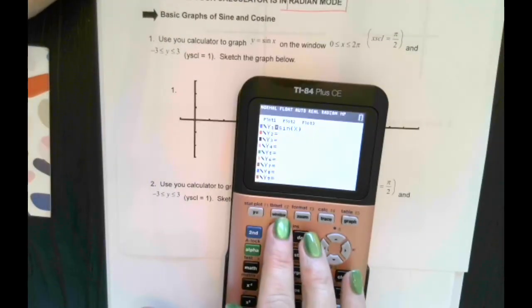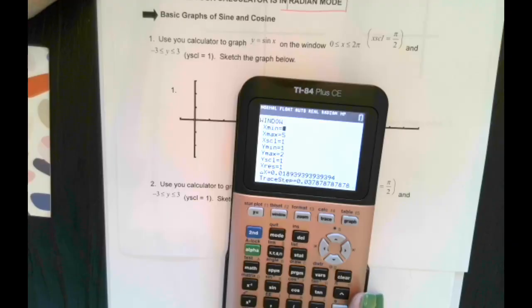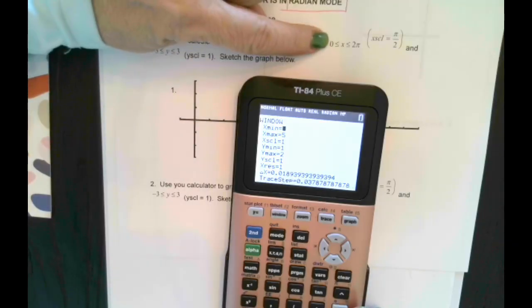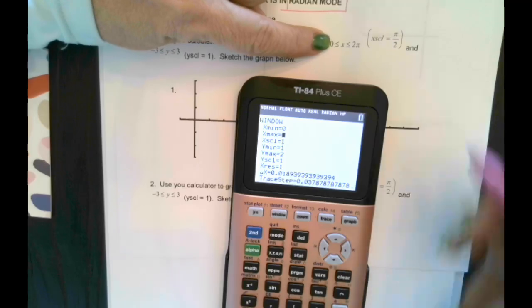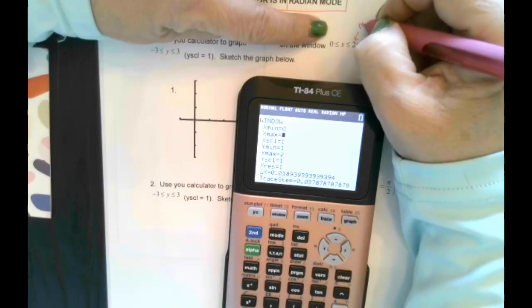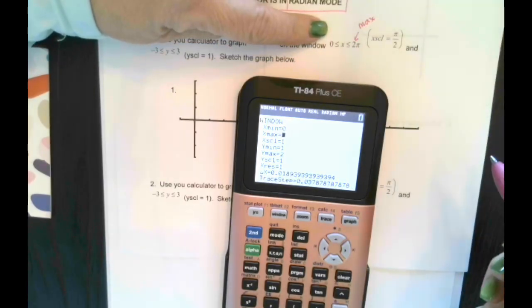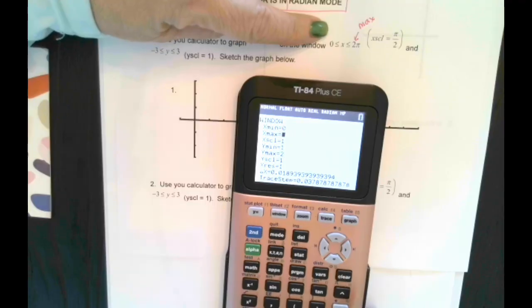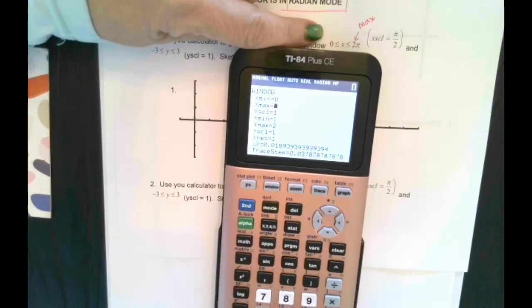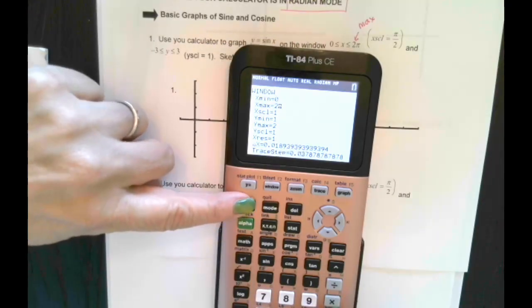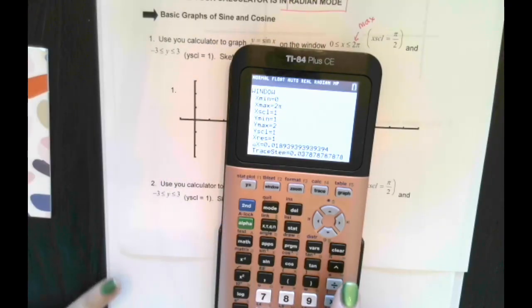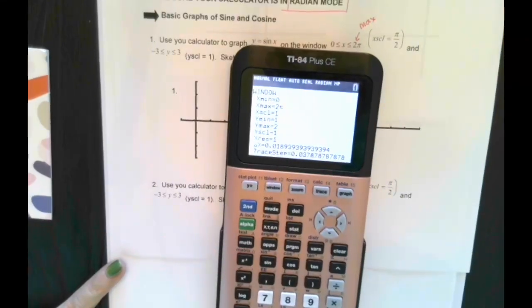So when we go to window, we want to start at 0. That's what this is telling us. We're going to start at 0, and we're going to go to 2 pi. So my maximum value, this right here, is going to be my max. My max happens at 2 pi. So watch how I plug this in. I'm going to literally type in a 2, and then I'm going to use the pi button. The pi button is right here at the caret. So you're going to do second caret, and that gives you 2 pi on your calculator.